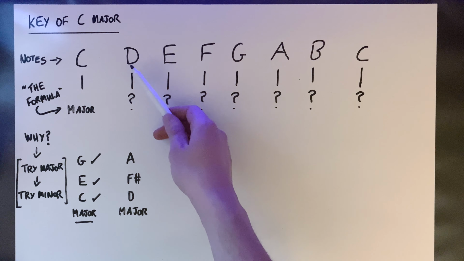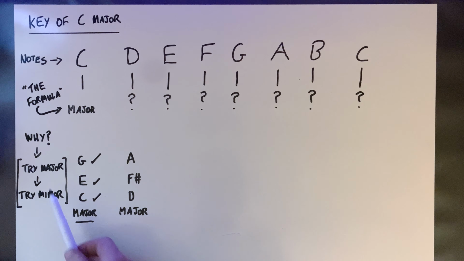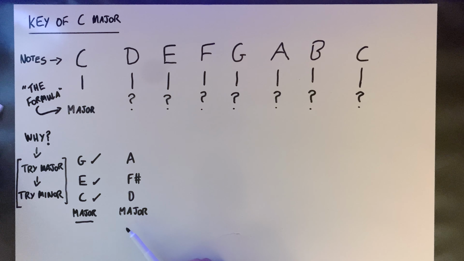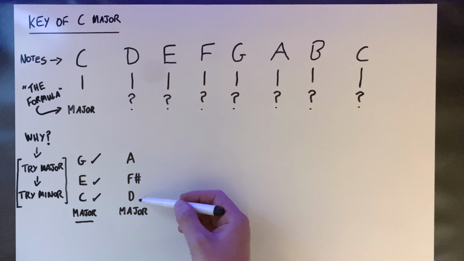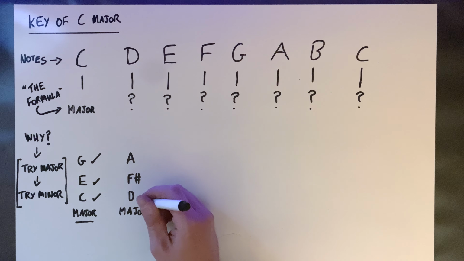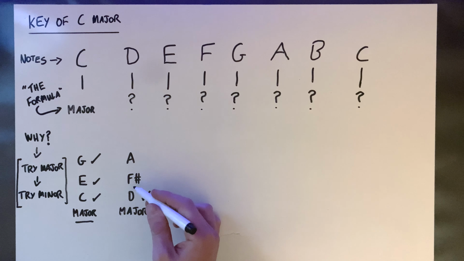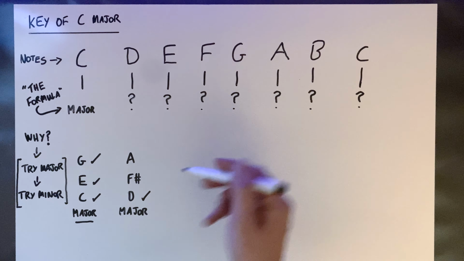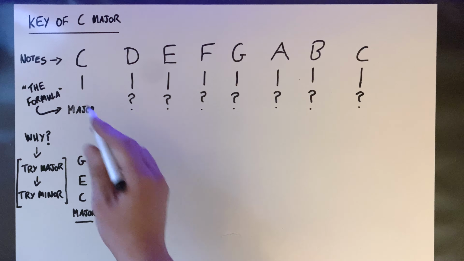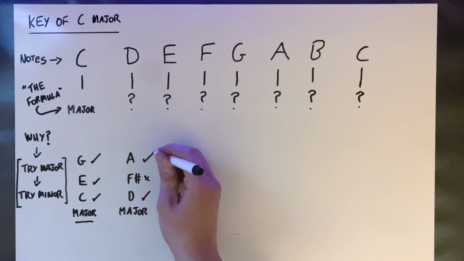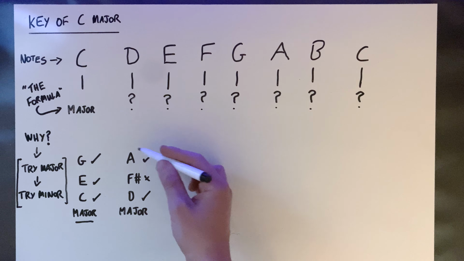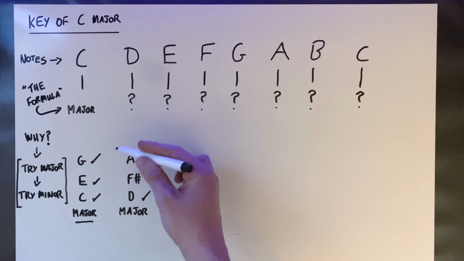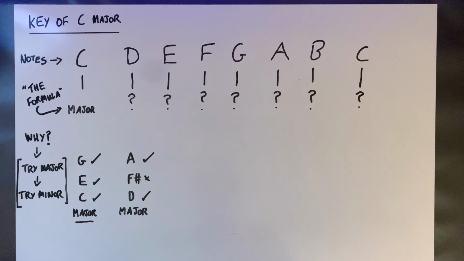So let's take a look at our second note, D. So we'll start with the major, we try the major first. So the notes of the D major triad are D, F sharp and A. So is D in the C major scale? Yes it is, that's fine. F sharp, is that in there? No it's not. And is A in there? Yes it is. So this can't be a D major chord for the second note because of the F sharp.